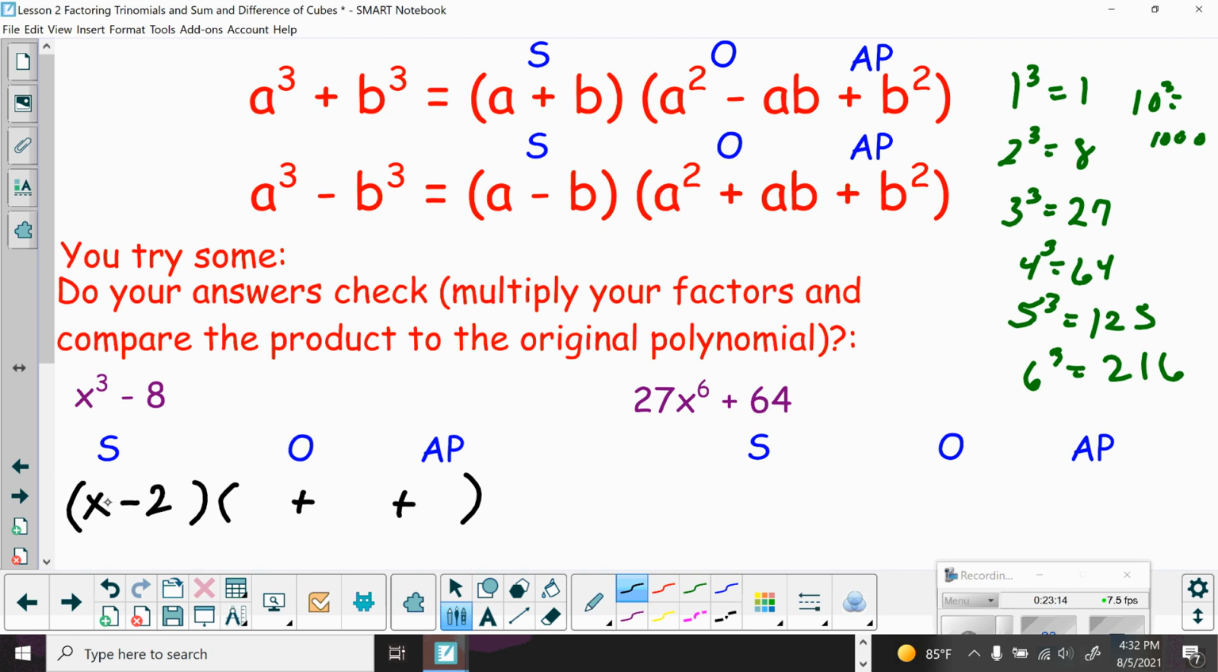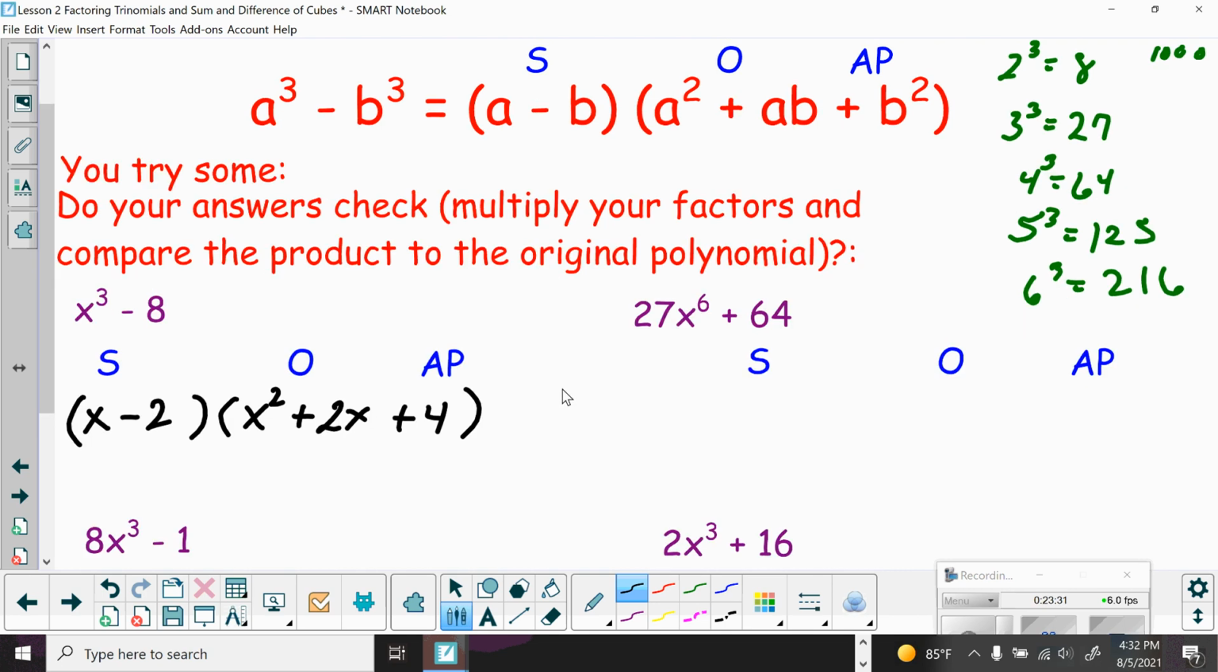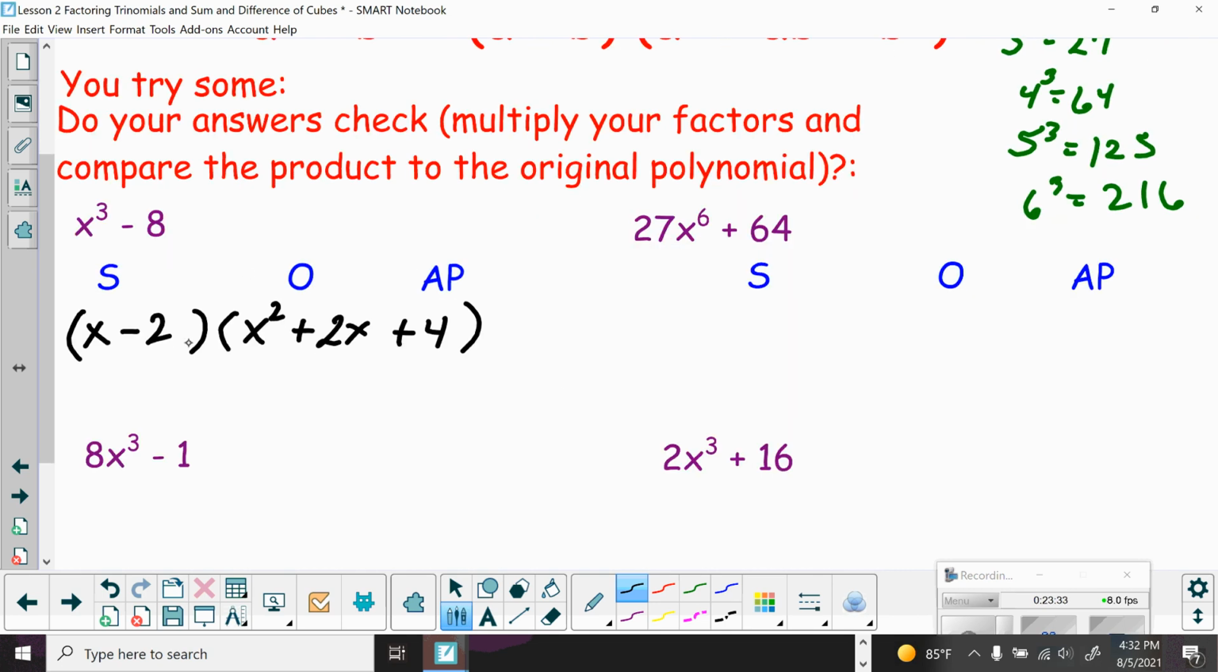I take this first term and square it, x squared. Then I multiply the 2 times the x. I don't pay attention to whether this is plus or minus, just the number times its variable. And I get 2x. And then the 2 squared is 4. And I'm done. Should we multiply it out and check it?